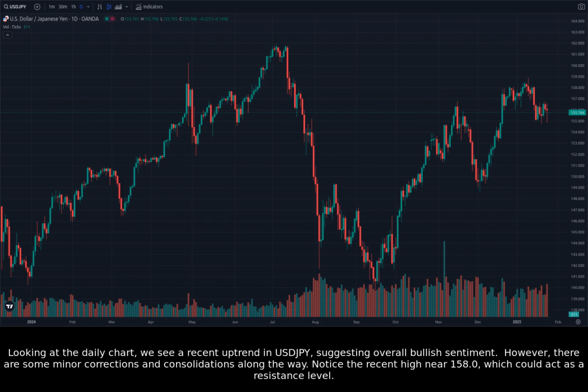Looking at the daily chart, we see a recent uptrend in USDJPY, suggesting overall bullish sentiment. However, there are some minor corrections and consolidations along the way. Notice the recent high near 158.0, which could act as a resistance level.